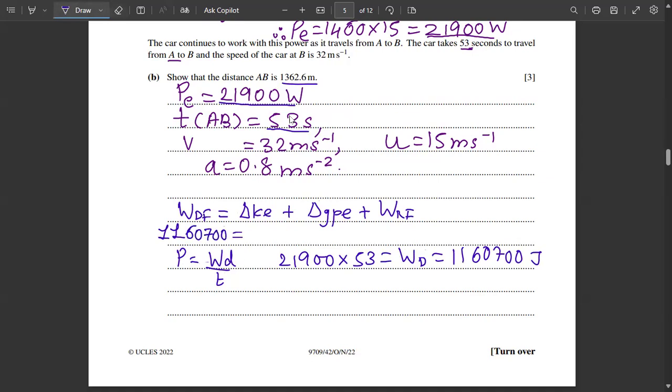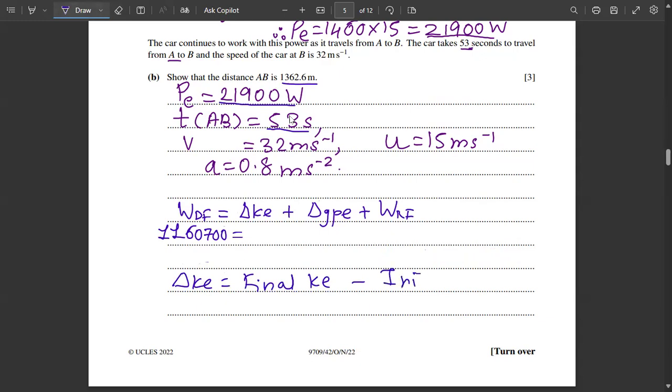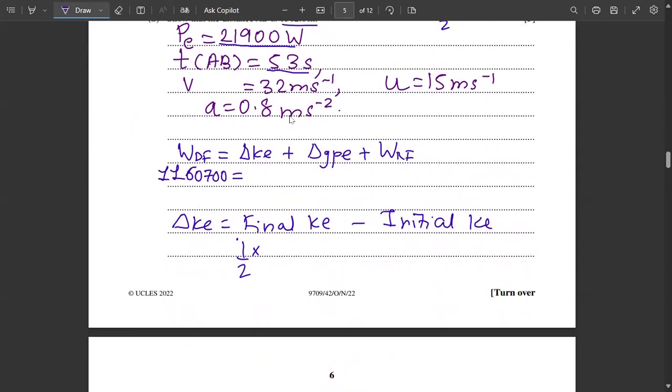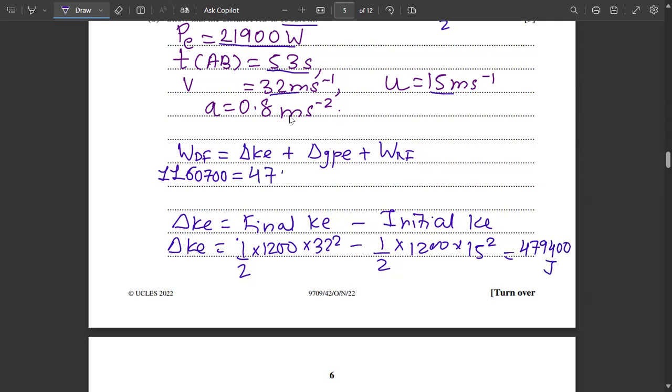So here I can write 1160700 is equal to... Now let's talk about the delta KE. Delta KE will be nothing but final kinetic energy minus initial kinetic energy. The formula for kinetic energy is half mv squared. So final kinetic energy is half into mass 1200 into 32 squared, minus initial kinetic energy, half into 1200 into 15 squared. Now if I put this in the calculator, the value of delta kinetic energy will be 479,400 joules.